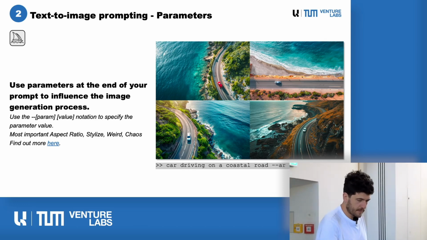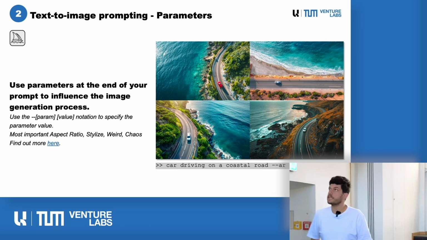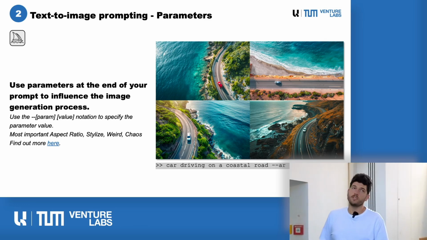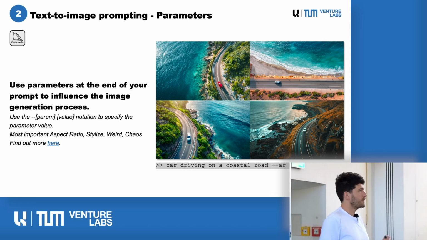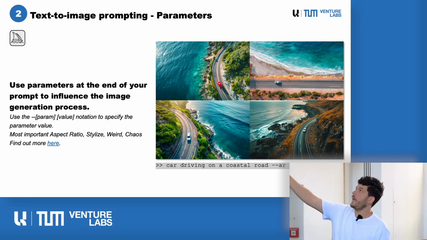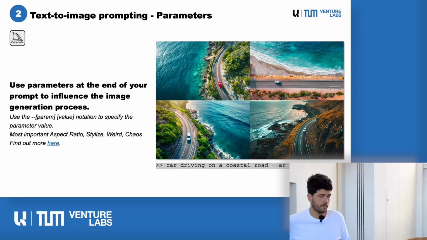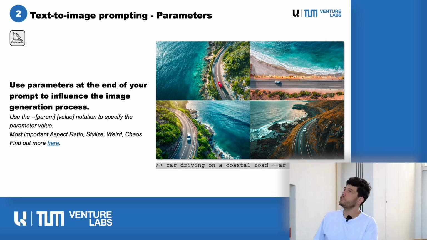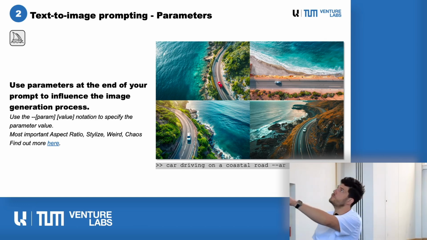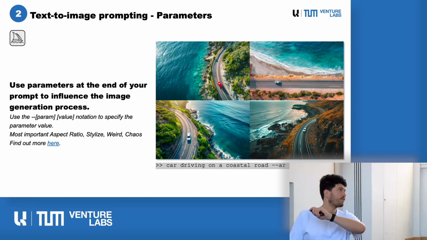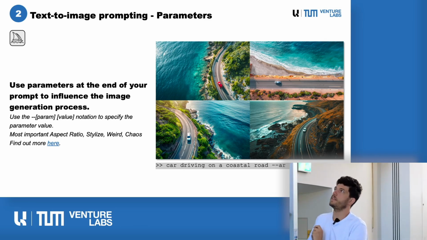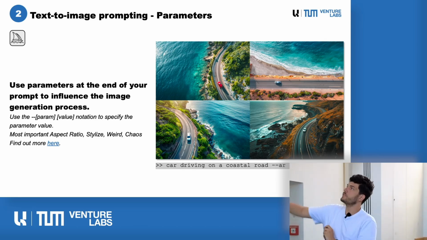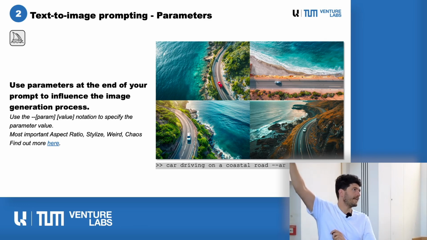For example, double dash AR gives you the aspect ratio. So you can say, okay, I want to have something in cinematic aspect ratio, 2:1, 16:9, 4:3, 8:5, which is a common aspect ratio in photography. You just make car driving on the coastal road. Here, for example, we did not specify how much beach and how much trees we want. So we got, for example, the coastline down there, which has quite a lot of trees. But we set the aspect ratio, double dash AR 8:5. So all those images are now in the aspect ratio 8:5.